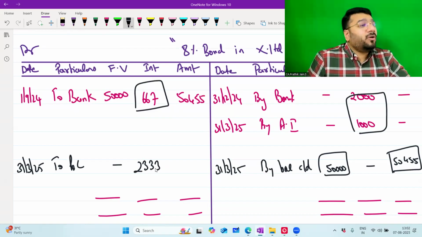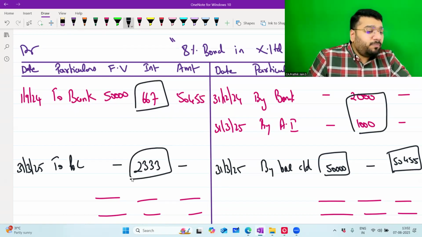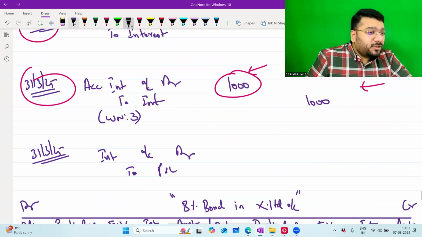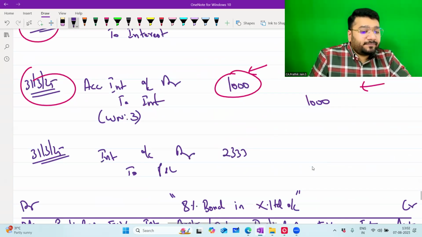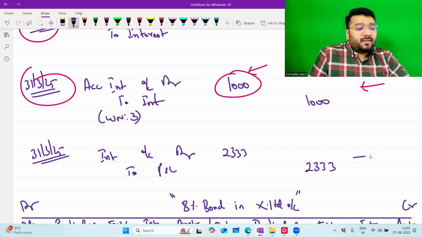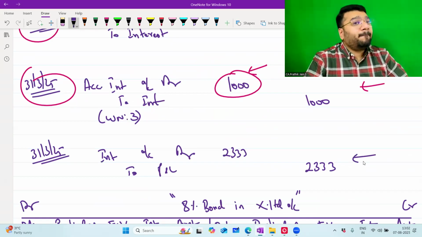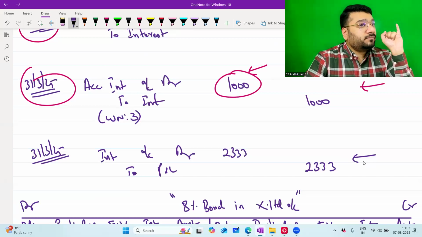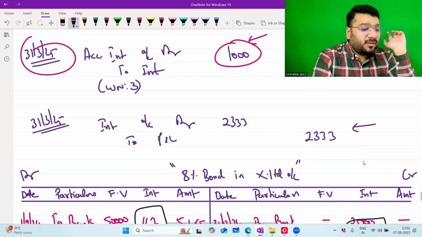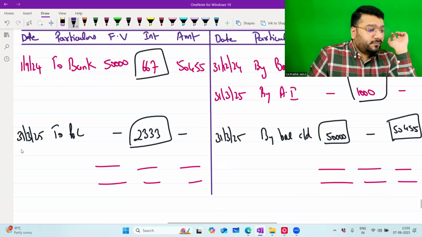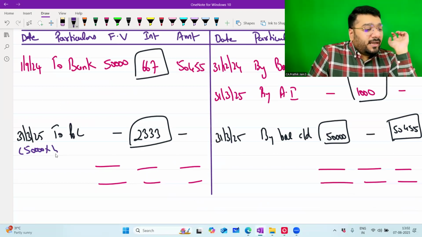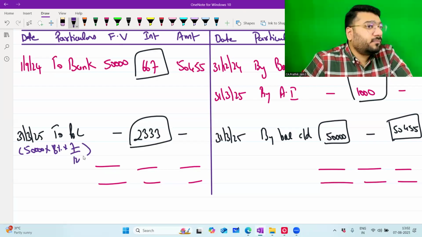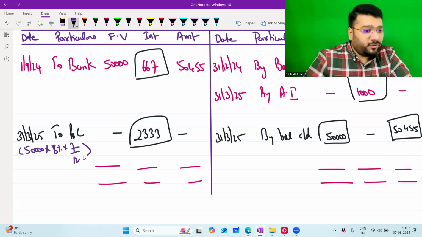2,333 is basically the amount that belongs to you, which will be transferred to the P&L account. So coming back here, interest to P&L should be how much? 2,333. So basically, this is the interest income earned for the period. When did you buy the asset? 1 September. September, October, November, December, January, February, March. 7 months interest. 7 months interest is 2,333. 50,000 into 8% into 7 by 12. Is it 2,333? Ledger perfectly tallied? Very good.